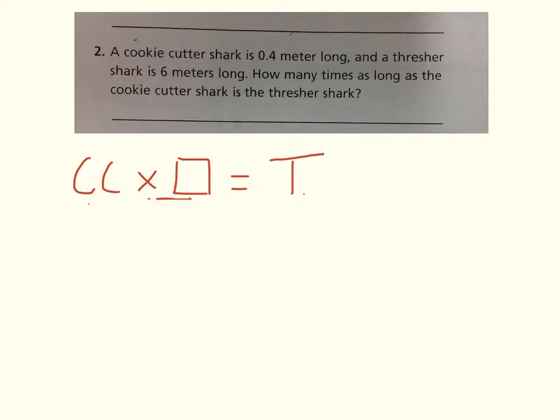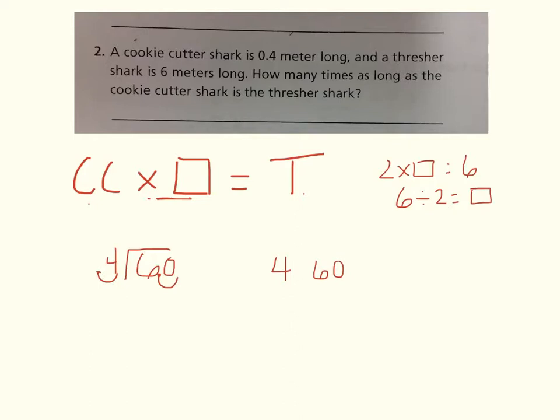Well, if you think about an easy problem like 2 times what equals 6, that's the same thing as saying 6 divided by 2 equals what? So we know that this is a division problem, so we're going to take 6 and we're going to divide by 0.4. And again, when we move our decimal point over, remember, every number has a decimal point at the end, so it's just unseen. We're going to move that over and we're going to add a 0. Again, I'm going to rewrite the problem now.